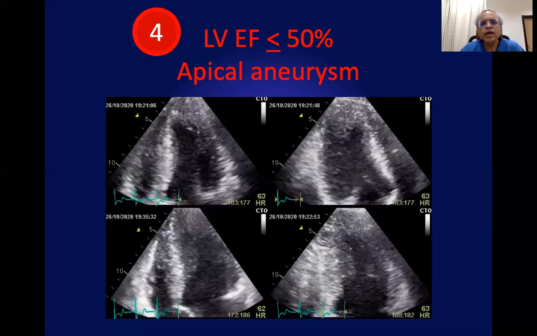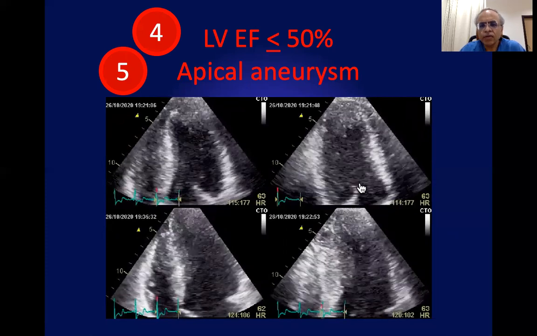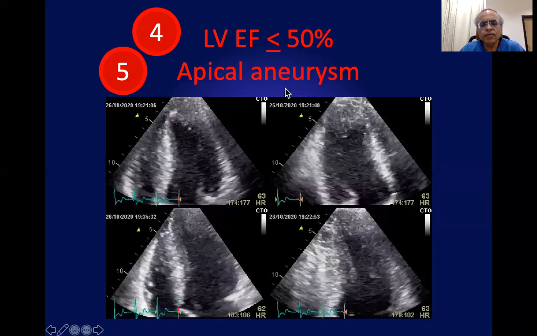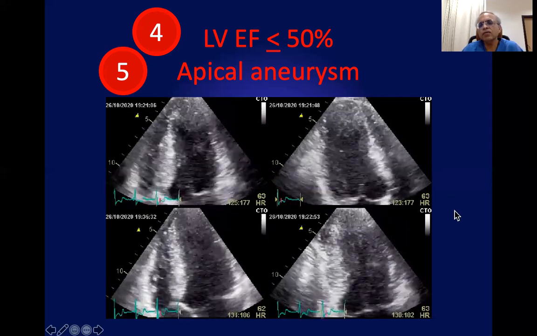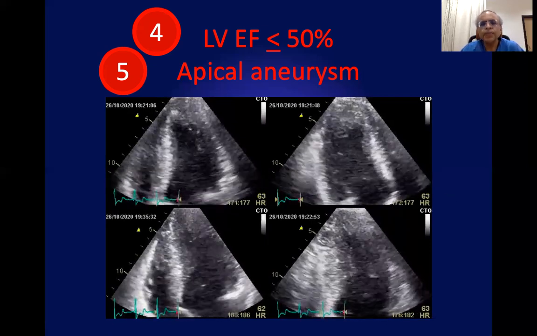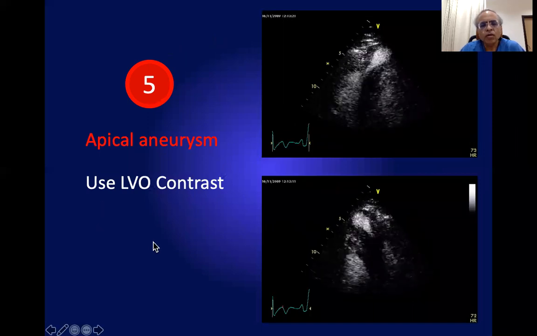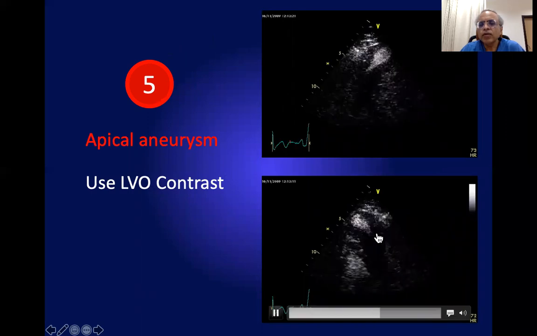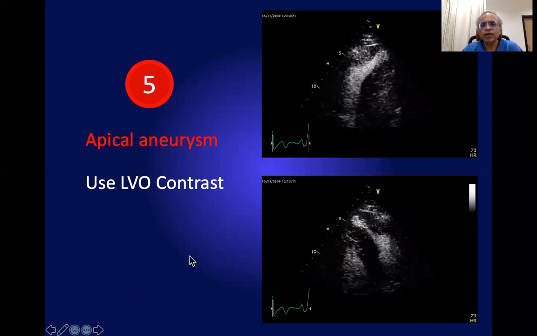If you don't see the aneurysm, our fourth and fifth risk factors for sudden cardiac death are the EF 50 or less, or any small apical aneurysm. Even a small apical aneurysm is also quite risky. So if you don't see the apical aneurysm well on non-enhanced echo, then use LV contrast opacification and look for the apical aneurysm very carefully.